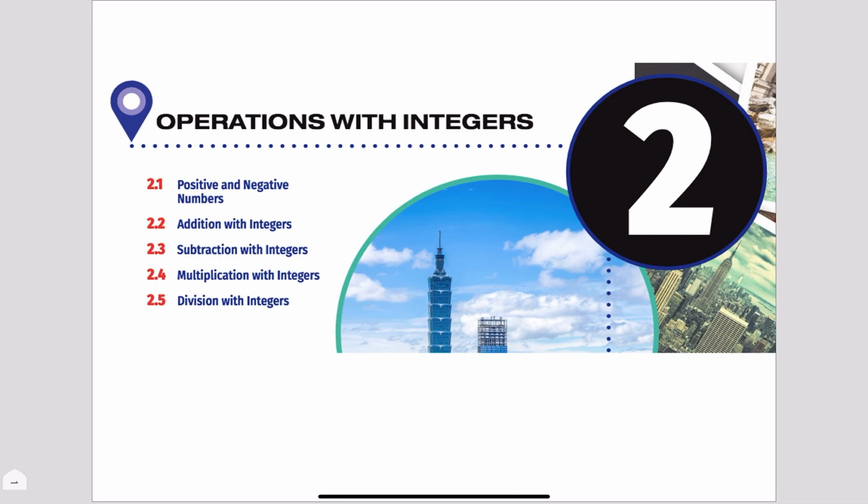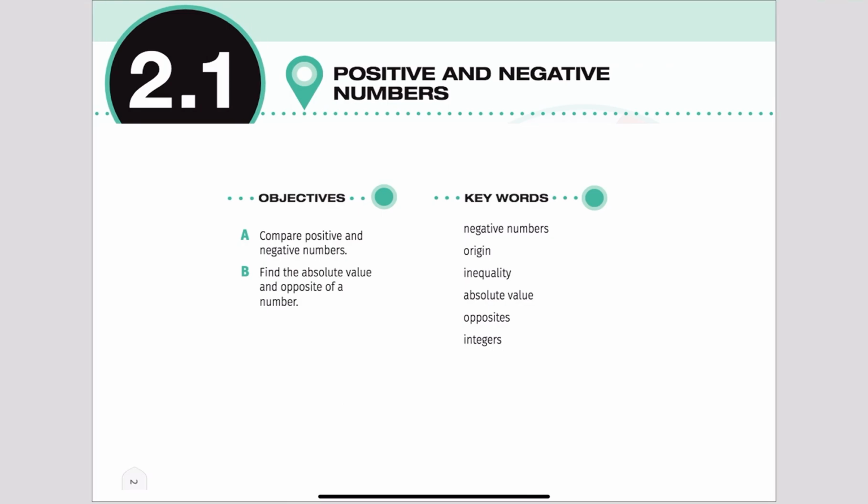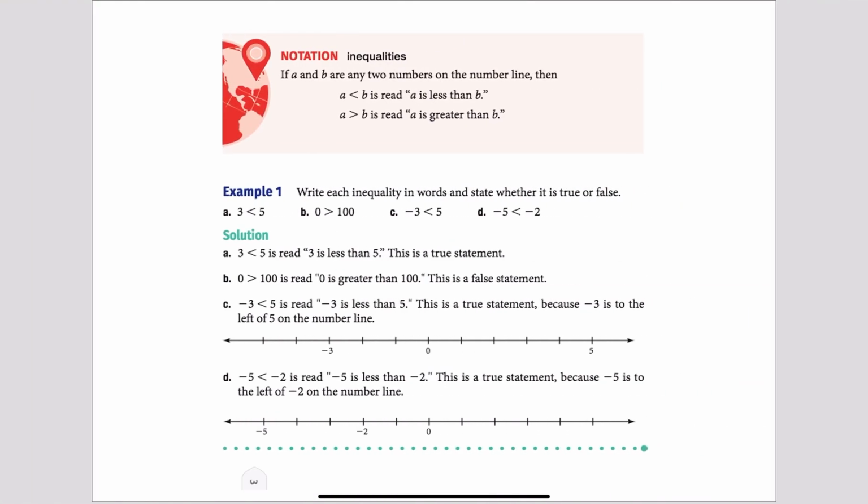to move forward. So we're going to start with 2.1. So in 2.1, we're going to focus on understanding positive and negative numbers, comparing them, and then also talking about an important concept called absolute value. And so you can see some of the keywords that we're going to talk about, and let's go ahead and look at some examples. So we're used to the idea of equality. For instance, 3 equals 3.